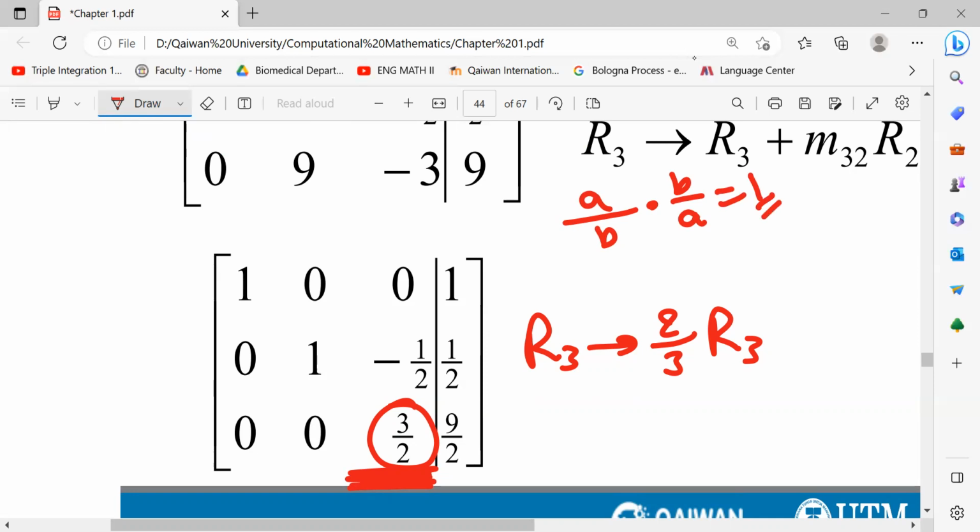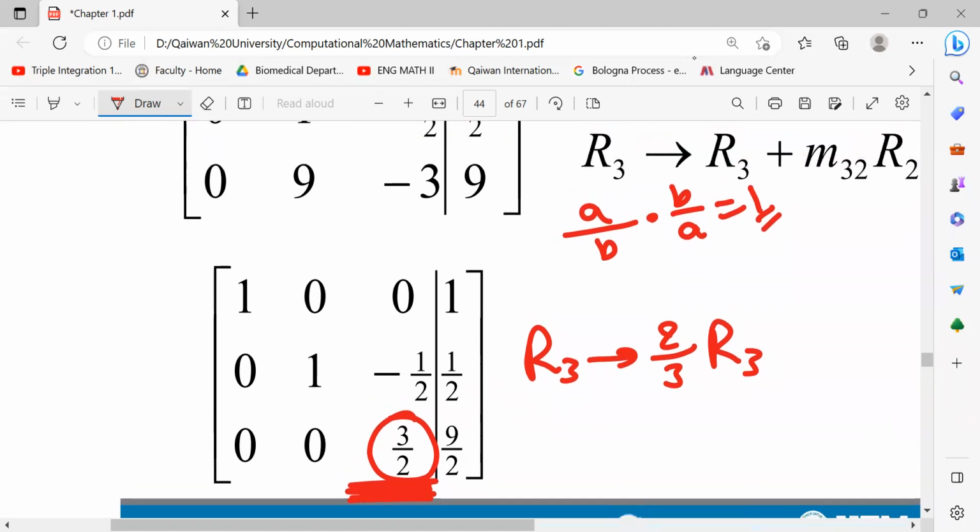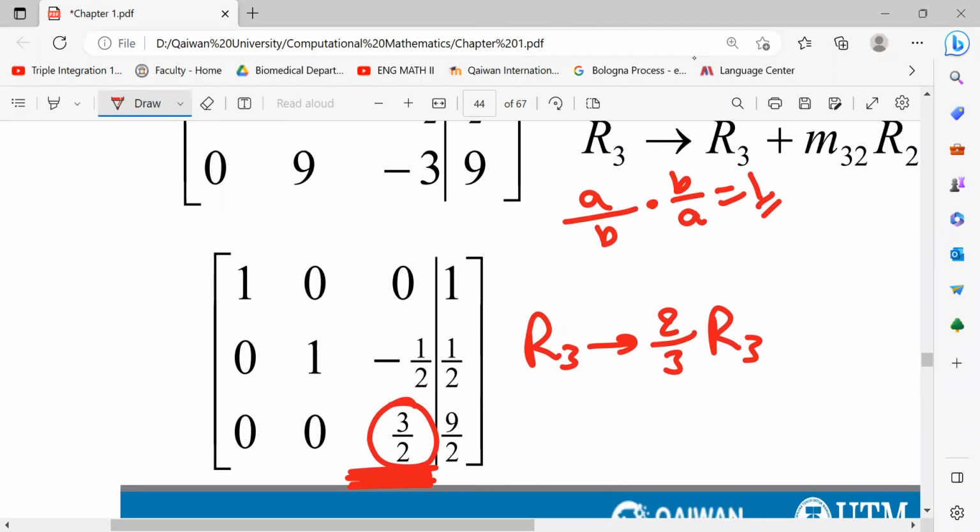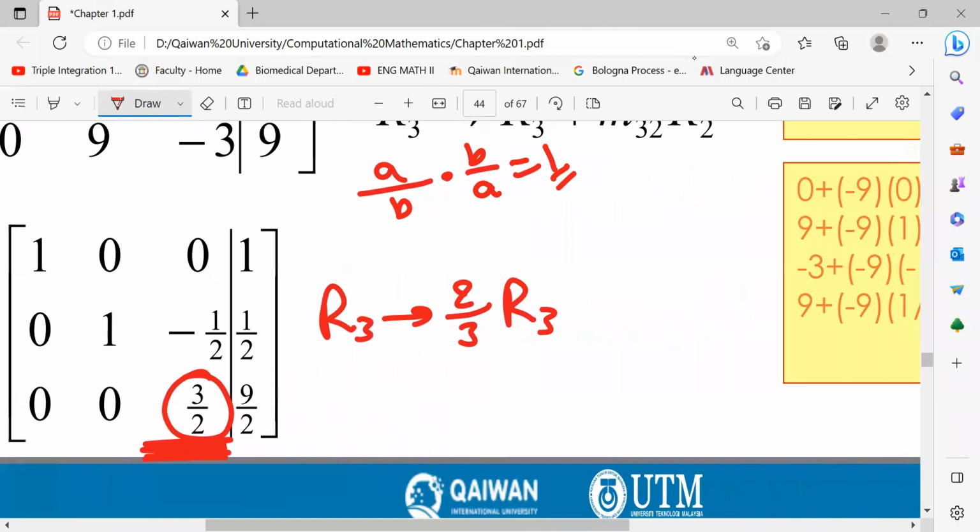Okay, it's for fractions. Here we have 3 over 2. So 2/3 multiplying by 3 over 2 is 1. Now, let's see what we get. After multiplying the third row by 2/3, we haven't made any change in row 1 and 2. We write down all the elements of row 1 and 2 the same.